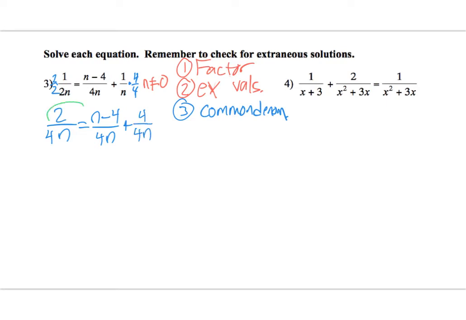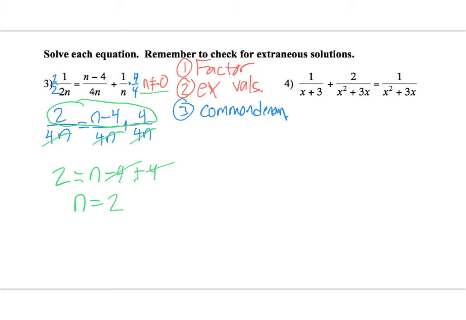That leaves me with just the stuff on top because we're going to cancel the whole denominator thing out. We get 2 equals n minus 4 plus 4. Minus 4 plus 4 go away too. We're left with n is equal to 2 as our answer. That is not an excluded value, so we are good.